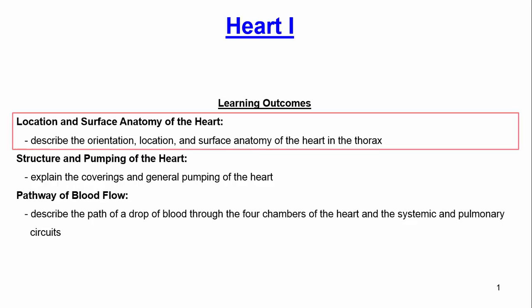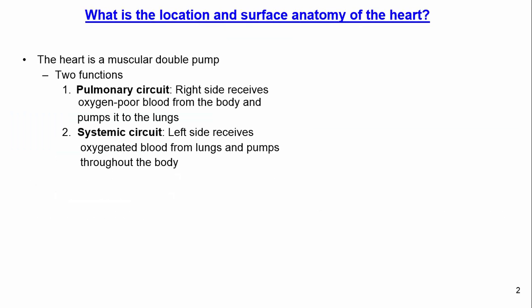And the first thing we're going to talk about is the location, the surface anatomy of the heart. Okay, so what is the location and what is the surface anatomy? Well, the heart is described as a double pump, and there's two main parts that we think of. The first one is something called a pulmonary circuit, and the responsibility of the pulmonary circuit, which is the right side of the heart, is to get oxygen from the lungs. The second function is the systemic circuit, and this is the left side of the heart, and the function of the systemic circuit is to pump or push blood throughout the body.